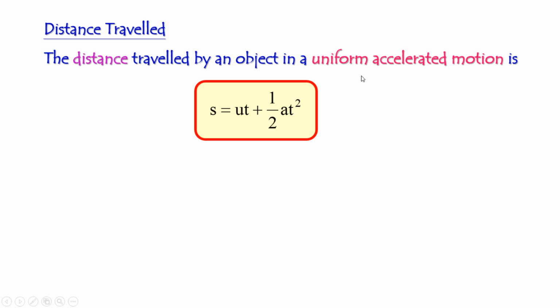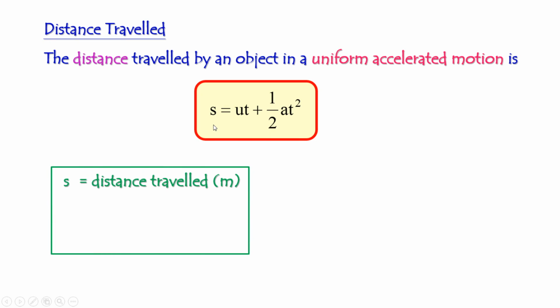That means if the object is speeding up or slowing down during the journey, then how to calculate the distance traveled by the object. Here is the formula to let you calculate the distance traveled by the object. It is a little bit long, so we will try to understand the meaning of each of the terms.